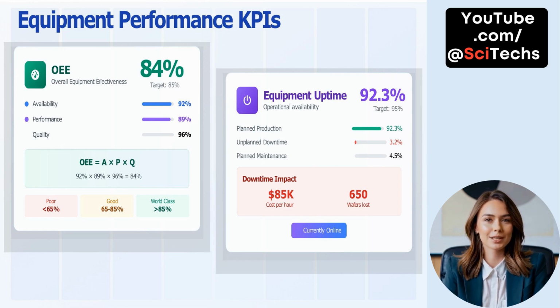Equipment uptime reflects operational availability and currently stands at 92.3%, just below the 95% target. Unplanned downtime accounts for 3.2% and planned maintenance for 4.5%. These downtime events impact cost and productivity. The financial cost of downtime is $85,000 per hour, and it results in the loss of approximately 650 wafers. Keeping uptime high is critical to ensuring throughput, minimizing delays, and optimizing resource utilization.